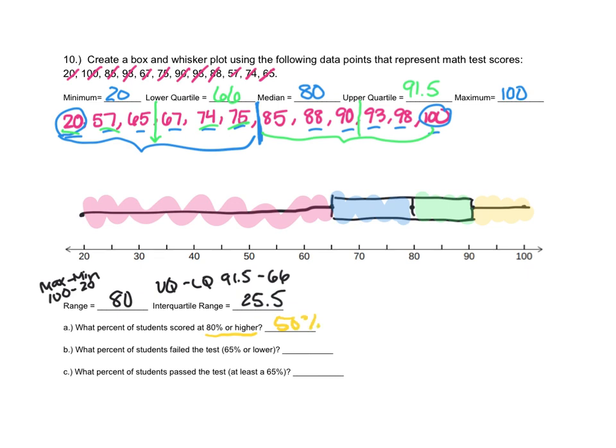What percent of students failed the test? 65 or lower. So 65 or lower, that's 25% because it's only 1 section. Each section is worth 25%. And what percent of the students passed the test with at least a 65? So 65 or more, that is 1, 2, 3 quarters, which is 75%.